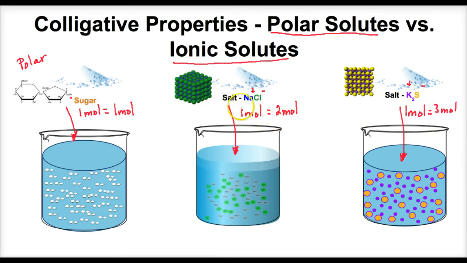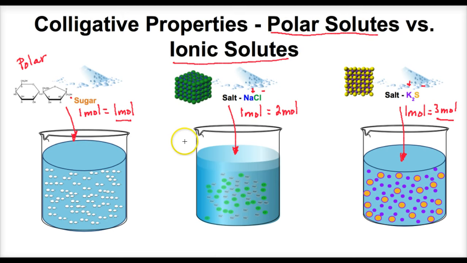So if I were to ask you which one of these solutions is going to have the greatest effect on the boiling point and the freezing point of the solution, it's going to be this, because there are 3 moles of dissolved particles. Which one will have the least effect on its boiling point or freezing point? It's going to be the sugar, because there's only 1 mole of dissolved particles. So it's an important concept to understand that if an ionic compound dissolves, it's going to dissociate, it's going to break apart, it's going to produce more moles, and therefore it's going to have more of an effect on the boiling point and freezing point of that solution compared to a polar substance.